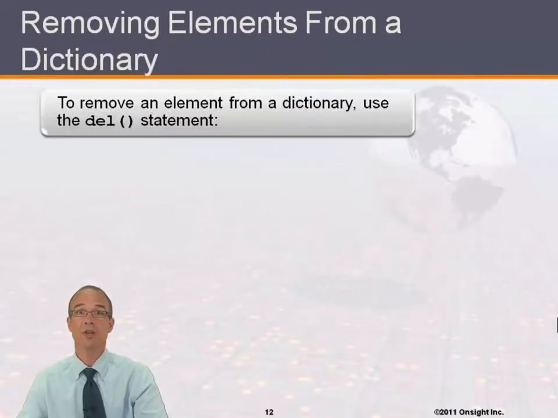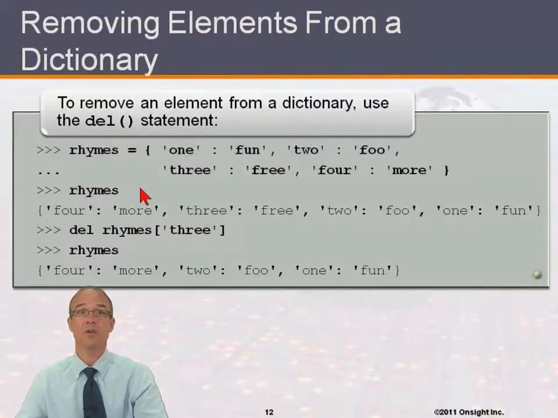If we remove from a dictionary, use the del statement. So here's rhymes. 1 is rhymes with fun, 2 with foo, 3 with free, and 4 with more. And we show our rhymes dictionary. We see all 4 items. Now I'm going to delete rhymes sub 3. So now when I look at rhymes, I see the element for 3, free, is gone. So to add elements to a dictionary, assign to a key that doesn't exist. To remove them, del.